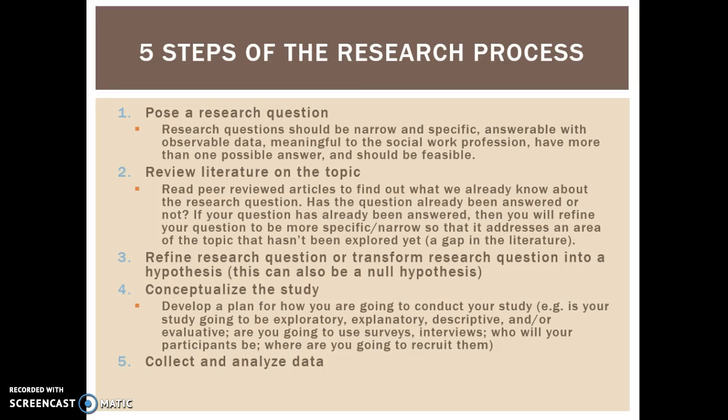Once you have formulated a research question, then you will start to review the literature on that topic. So that's the next step, step 2, reviewing the literature on your topic. You would read peer-reviewed articles to find out what we already know about your research question. Has that question already been answered or not? If the question has already been answered in the literature, then you can refine that question so that it's more specific, and then you would explore that more specific area of your topic.